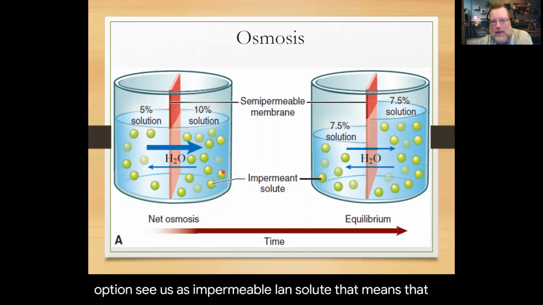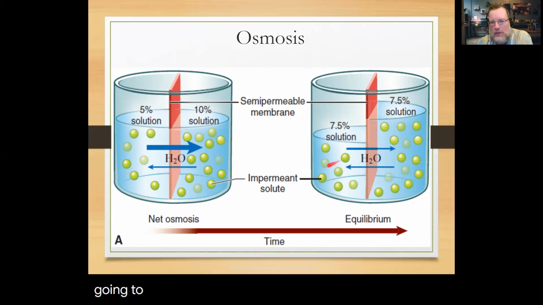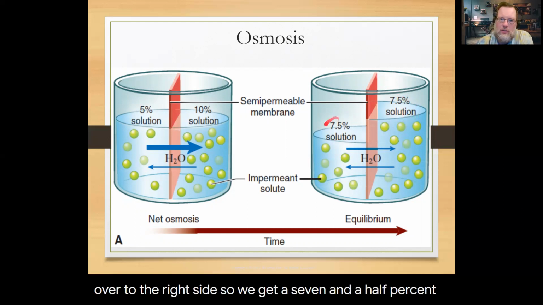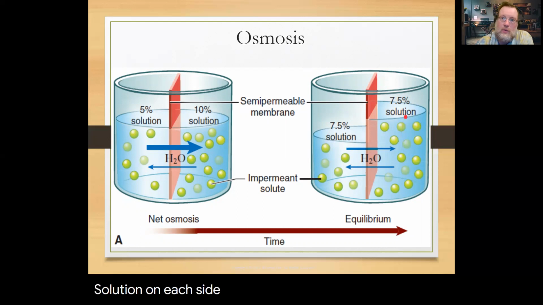That means that solid can't pass through the membrane. So what we're going to do instead is dilute this area that has more particles. So you're going to see water movement going over to the right side. So we get a 7.5% solution on each side. So the ratio of solutes to solvent is going to be equal, or we're going to attain equilibrium.